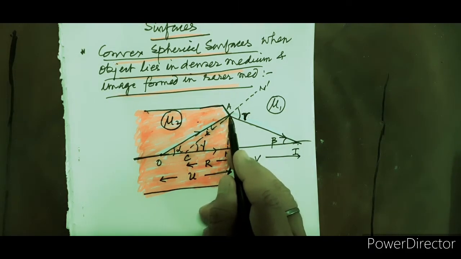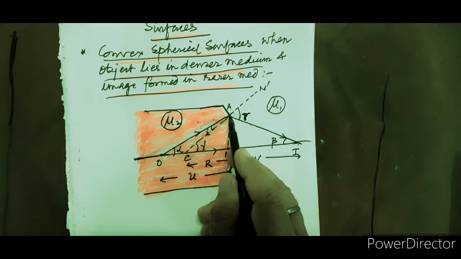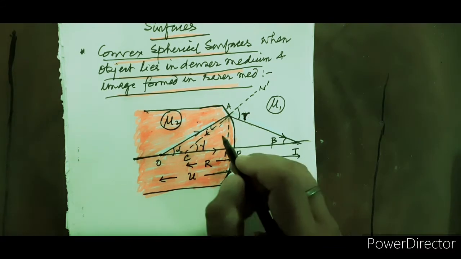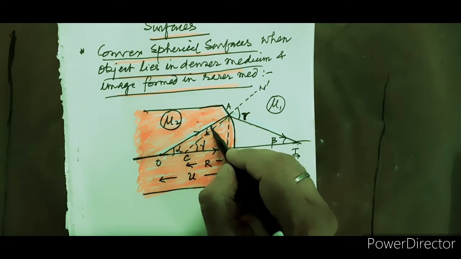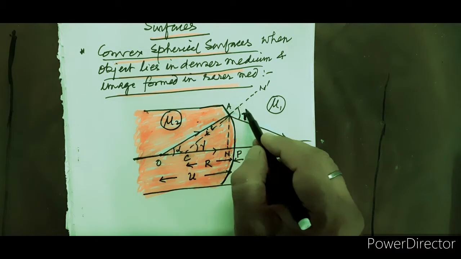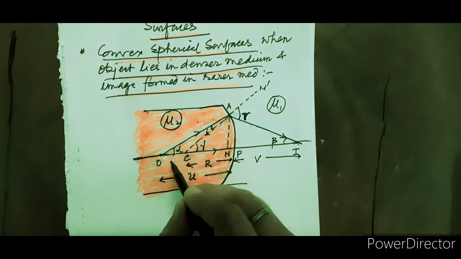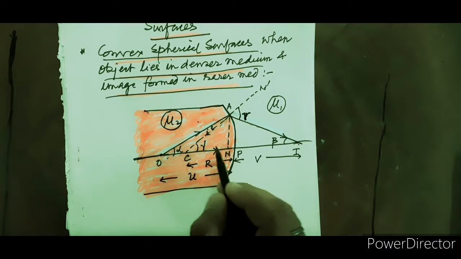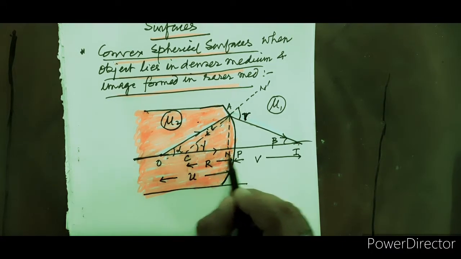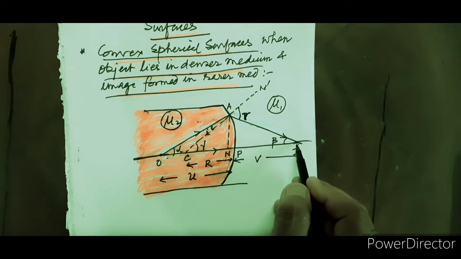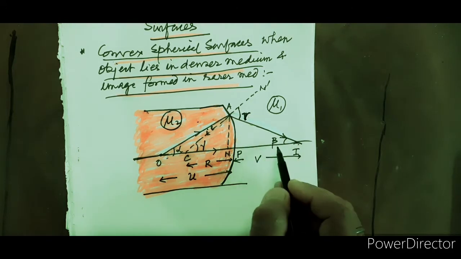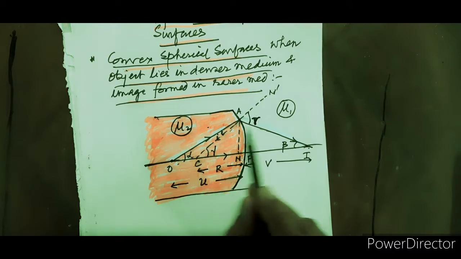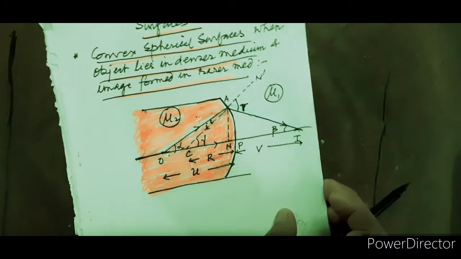And if I drop a perpendicular here at this point of incidence, then this dotted line indicates the normal. This is your angle I, and this is your angle R, the angle of refraction. Alpha, beta and gamma are the small angles made by the object, the normal, and the image with the principal axis. We have discussed alpha, beta, gamma earlier also. Mu2 is the refractive index of the denser medium, mu1 is the refractive index of the rarer medium.